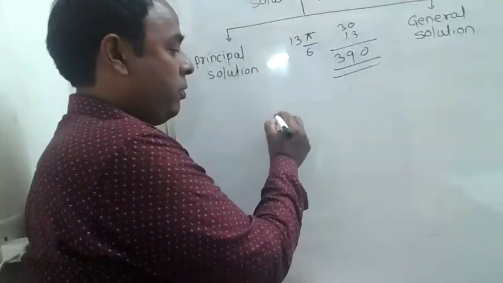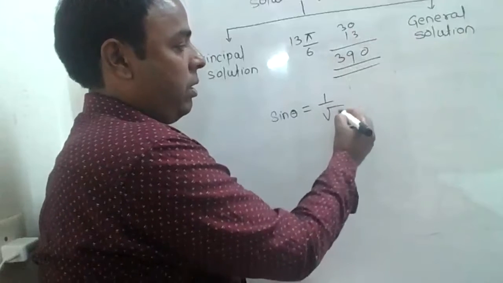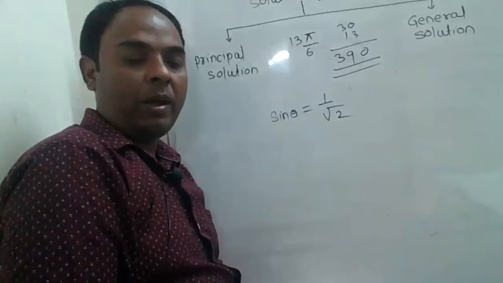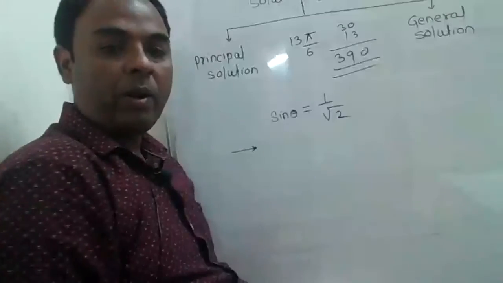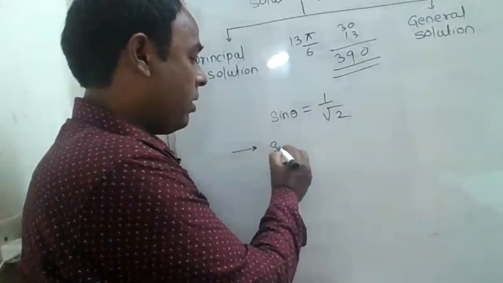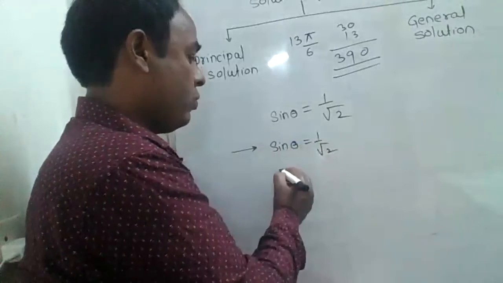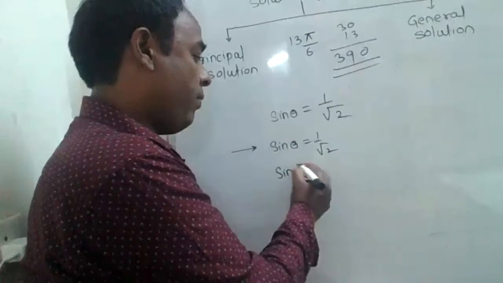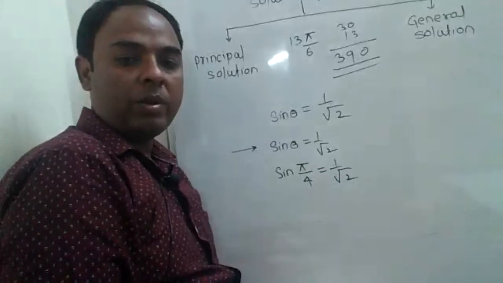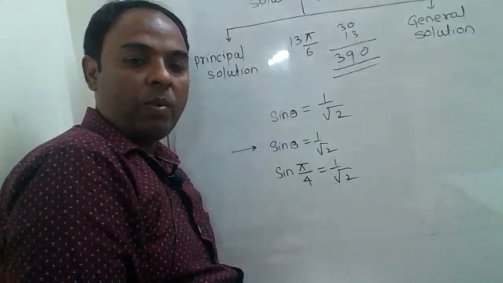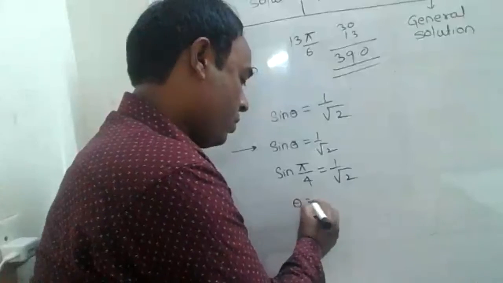ठीक है ना? Suppose sin theta is equal to 1 by root 2. What is the sin theta? It is 1 by root 2. So let us find the principal solution. Sin theta is equal to 1 by root 2. So sin pi by 4 ची व्हॅल्यू किती असते मित्र? 1 by root 2 असते. ठीक है ना? So therefore what is the value for theta here? Pi by 4. So theta equal to pi by 4.